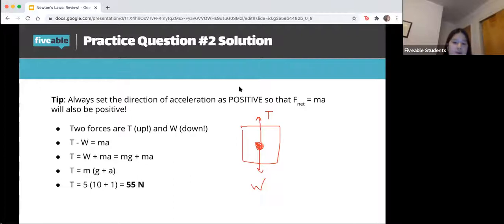Oh, and then, yep, so tip: always set the direction of acceleration as positive, so that F equals ma will always be positive, because otherwise we're going to have some negatives, and things get really complicated. So in this case, here, we have set a as this way.